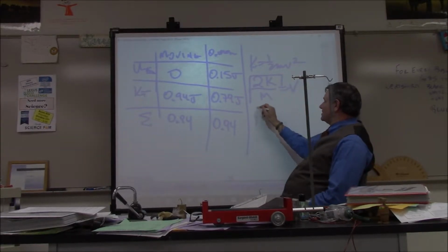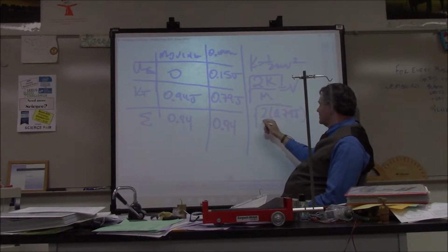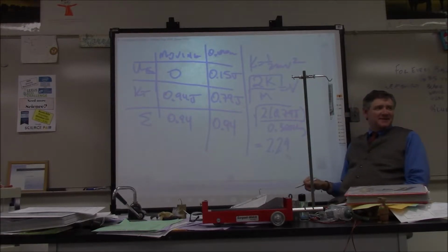So somebody take 2 times 0.79 joules and divide that by that mass of 0.3 kilograms. What do you get? 2.29. 2 point what? 29. Wait, Grape, what did you get? What was your answer going to be? I didn't take the square root of it. You had an answer bigger than 2.5, didn't you? I did.